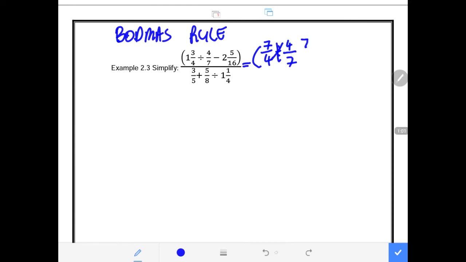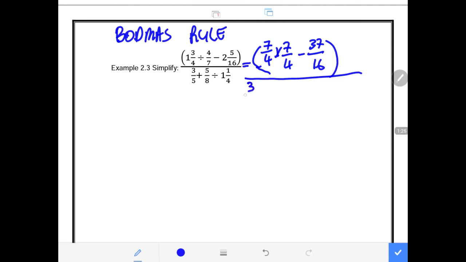So now let us do that. We multiply by 7/4. Minus 2 times 16 will be 32, plus 5. This will give us 37/16. And we are done with the numerator part of this big fraction.